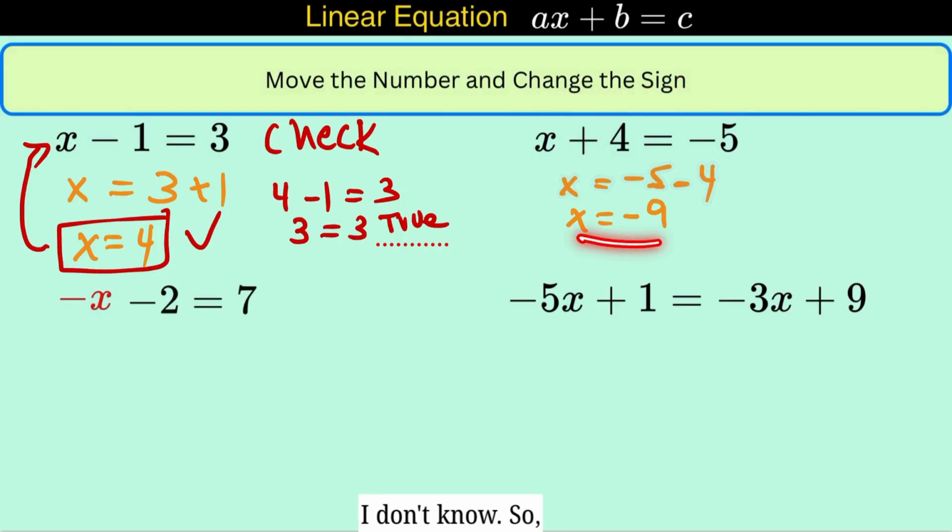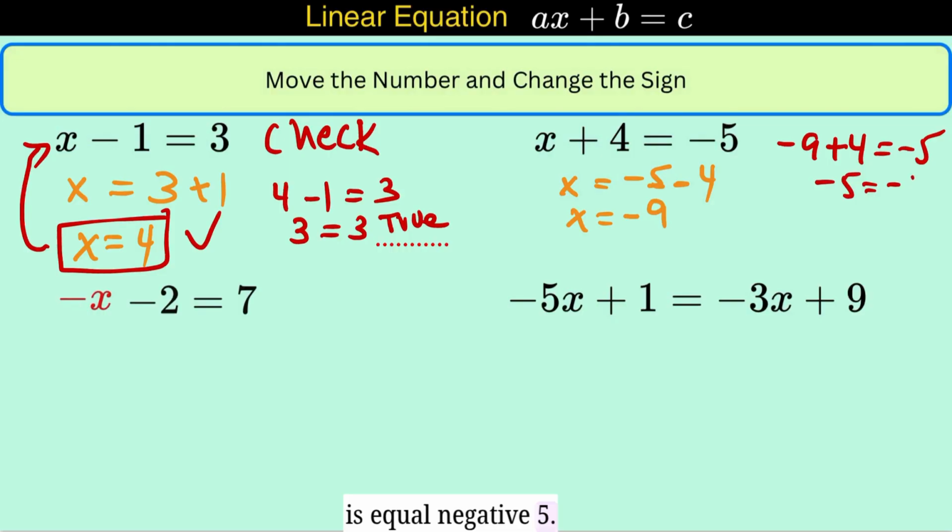So is this correct? I don't know, so I have to check. How? I'm going to plug this number into the original equation. Always plug it into the original equation. Then I'm going to do here negative 9 plus 4 is equal to negative 5. So negative 9 plus 4, negative 5, is equal to negative 5. So my answer is correct and it's true.